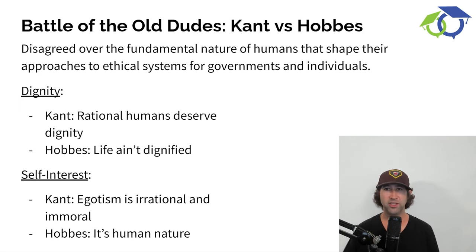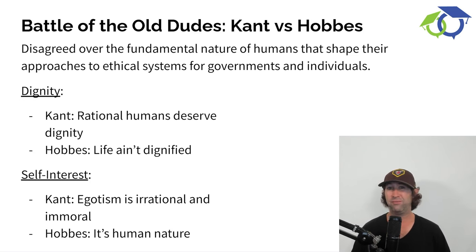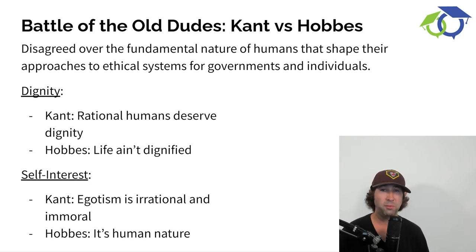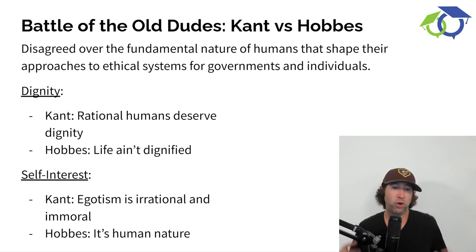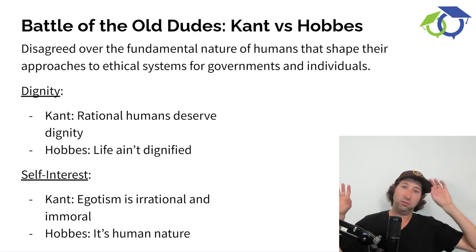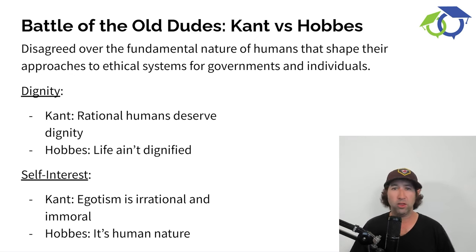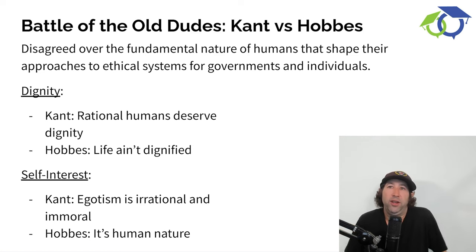So when it comes to dignity, Kant believes that all rational humans deserve dignity. There you go. Pretty simple. Now, for Hobbes, that's just hogwash. Life ain't dignified, okay? There's a famous sort of quote that I might butcher that's attributed to Hobbes, which sort of describes our, you know, humanity and what he calls state of nature. Hobbes believes that humans and the world is just kind of a state of horrible anarchic chaos where it's kill or be killed. You know, you live an ugly death. Meteors kill asteroids. Life happens. You react to it. You gotta survive.